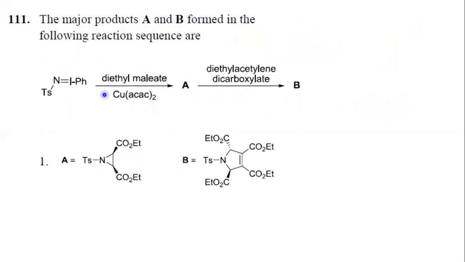Under these conditions, diethyl maleate with the nitrogen precursor gives compound A, and this, when treated with diethyl acetylene dicarboxylate, will give 3. In the first step, a nitrogen intermediate is produced. That nitrogen intermediate is added to the diethyl maleate in a stereospecific manner. Then that would be taken to diethyl acetylene dicarboxylate, doing a cycloaddition reaction to give the product B.